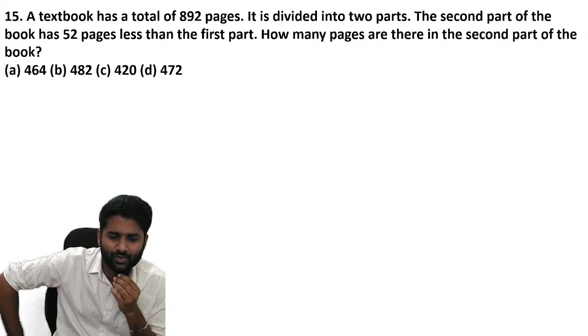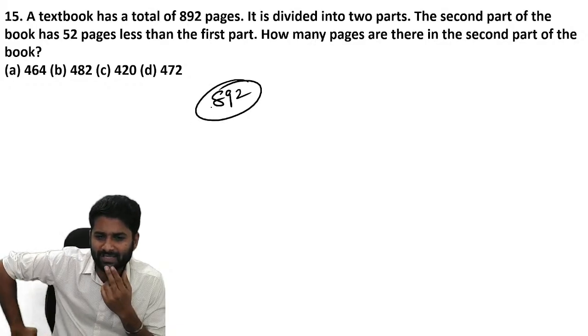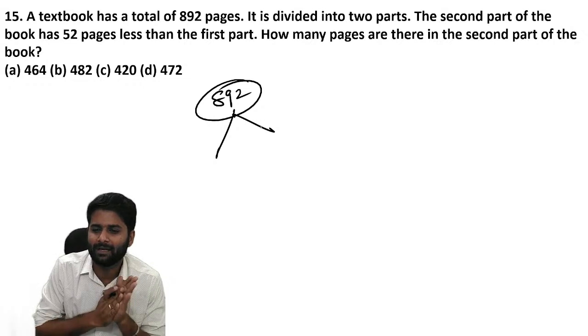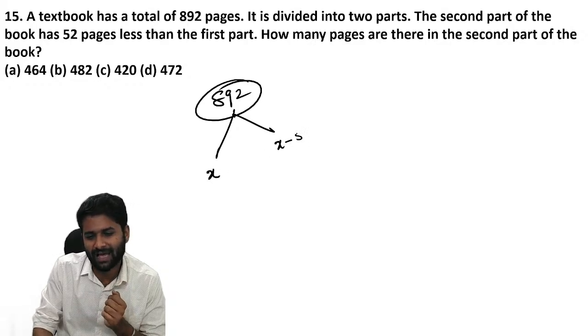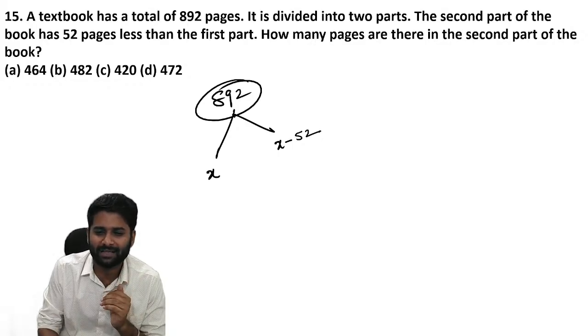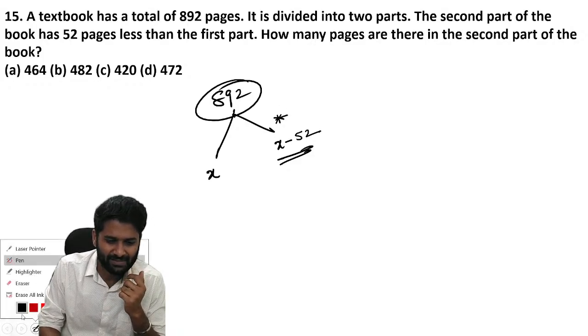Now, the textbook has a total of 892 pages. It is divided into two parts. The second part of the book has 52 pages less than the first part. Let us consider the first part as x. So definitely the second part has 52 pages less. Then how many pages are there in the second part? You have to identify how many pages are there in the second part. Now, the simple one, guys.